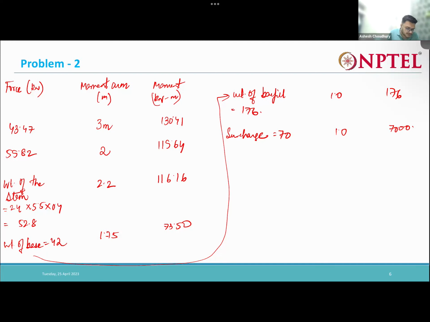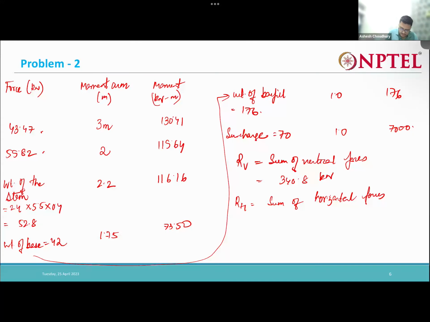Now the sum of all the vertical components. Okay, sum of all the vertical forces. These are our horizontal forces. Okay, not that. We'll consider all the sum of the vertical forces. So if we sum all that up, it will be 340.8 kilonewton. Okay, and all the horizontal components come out as 103.